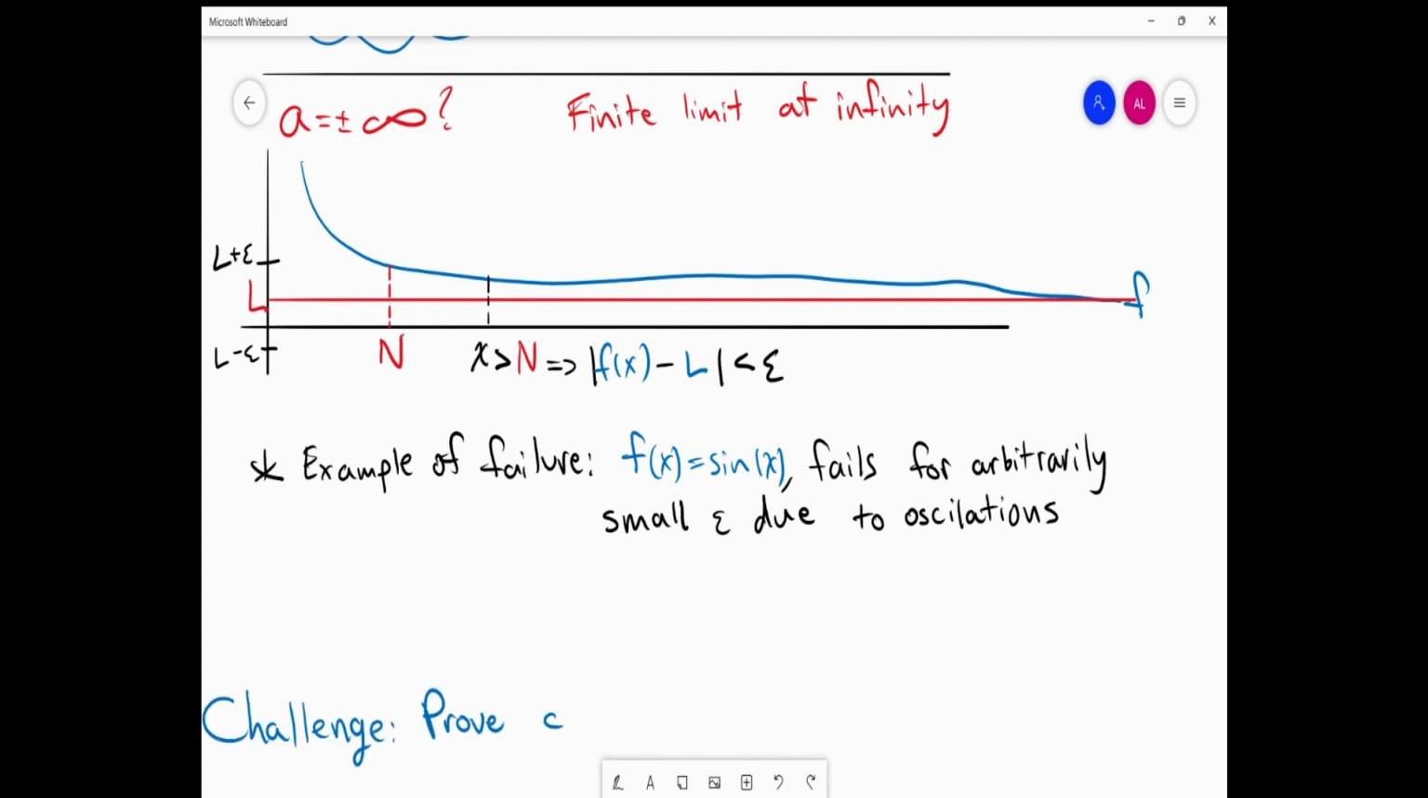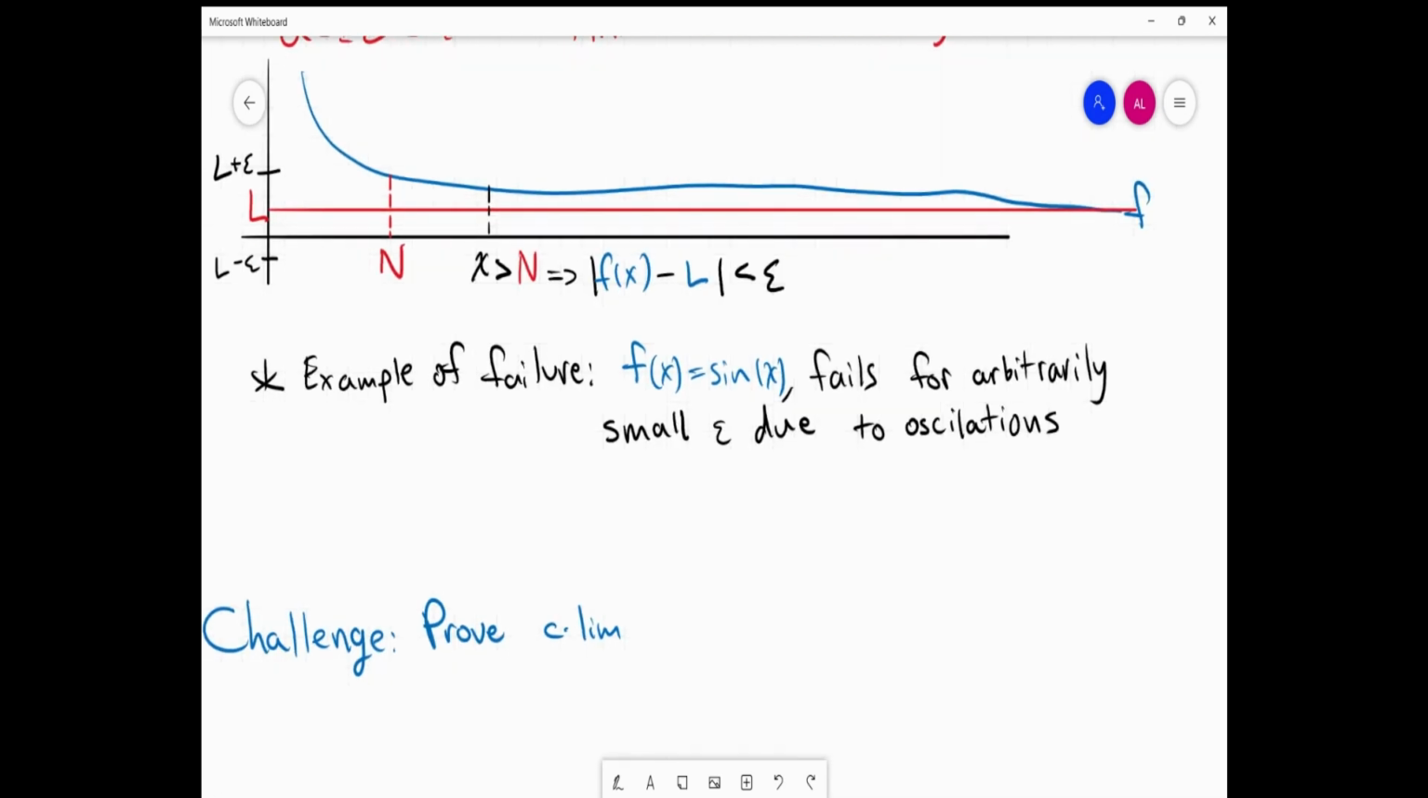So with this, we will wrap up epsilon delta. I will leave one challenge problem. So the challenge problem is prove that c times the limit as x approaches a of f of x is equal to the limit as x approaches a of c times f of x. And this is a basic limit property, but we want to use epsilon delta to prove this.